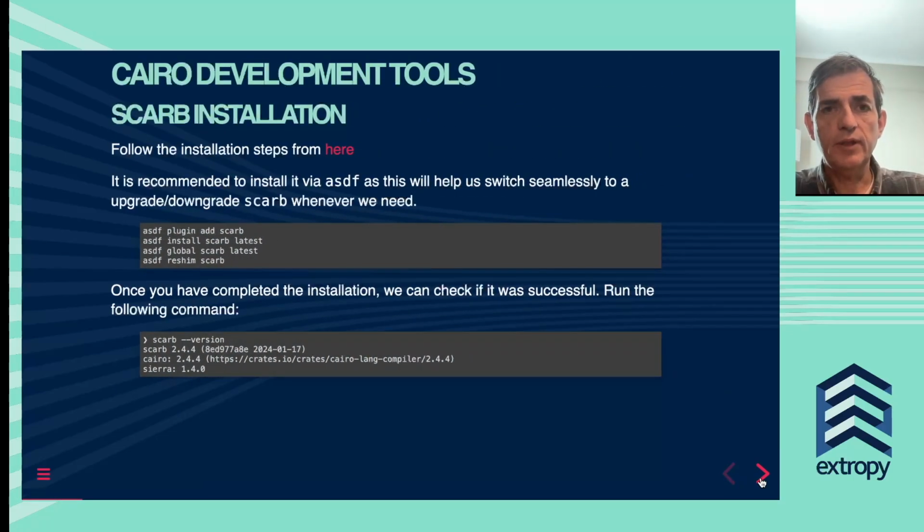So the main development tool you'll be using is called Scarb. There's some installation instructions there. The easiest way to do this is to install it via ASDF, and that is a version manager, so it will allow you to upgrade or downgrade Scarb whenever you need to. Once you've completed the installation, you can check it was successful by running the following command you see there, and this will show you the command of Scarb. It will also display the version of Cairo and Sierra that you have.